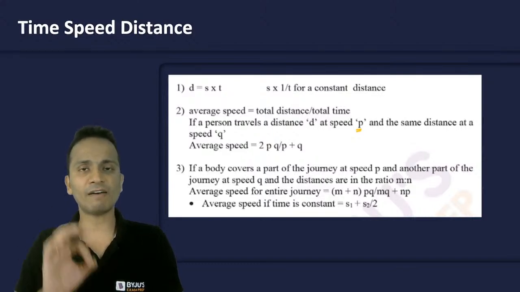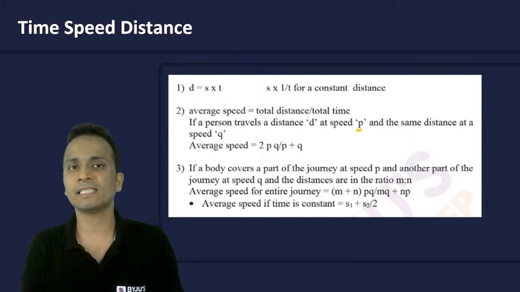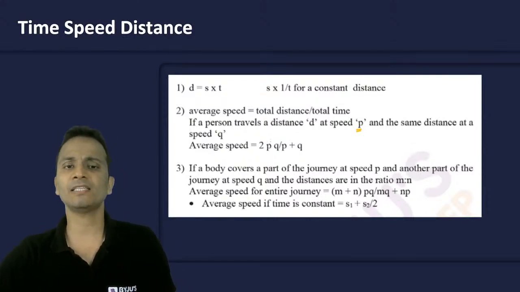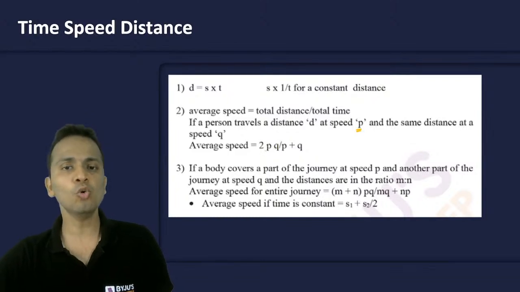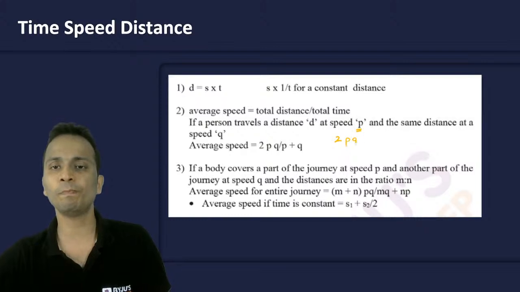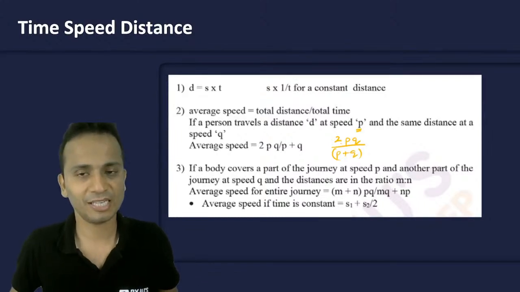So if an object travels 2 journeys of equal distances at different speeds, then we can directly say that the average speed will be 2 into PQ divided by P plus Q. I'll write it like this: 2PQ divided by P plus Q, if the distance traveled is same.